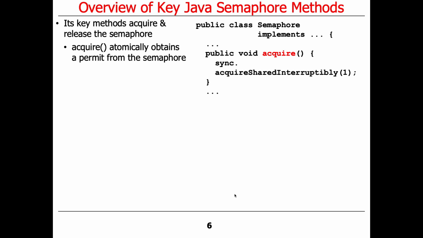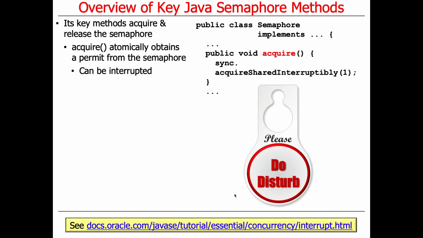The acquire method is used to obtain one permit from the semaphore atomically. So all these things are carefully designed to avoid internal race conditions. The acquire method can be interrupted, and that becomes important for your program because if you're waiting to acquire a semaphore and the user clicks the cancel button on the GUI, we want the program to shut itself down rapidly. We don't want it just to sit there and hang. That would be annoying. So this is something that can be interrupted.